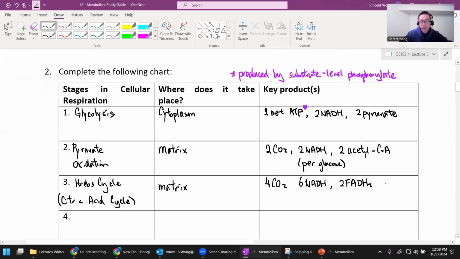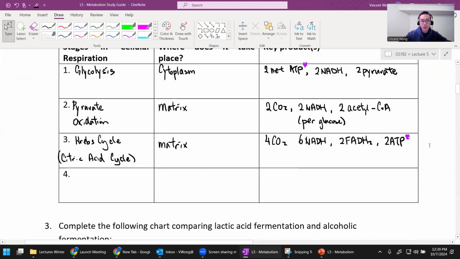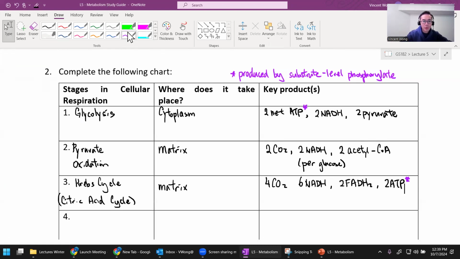2 FADH2, and 2 ATP. And again, I am going to put the same purple star here because these ATPs are also produced by substrate level phosphorylation, where an enzyme comes along, transfers the phosphate from a donor or fuel molecule onto ADP. Okay. Only 4 ATPs are produced this way, 4 out of the 36, which is about 11%. And that's sort of where we ended the story.